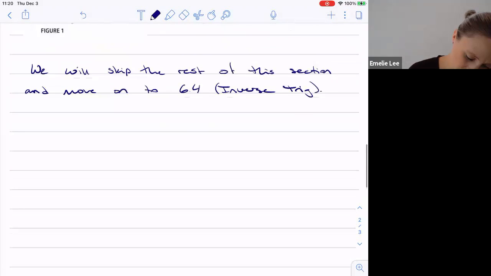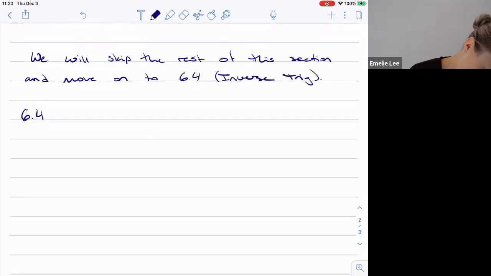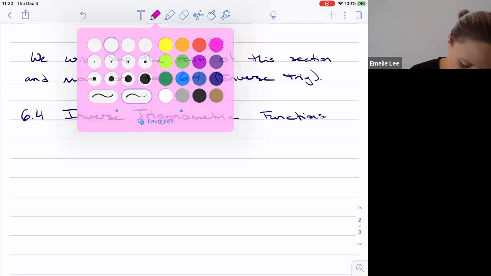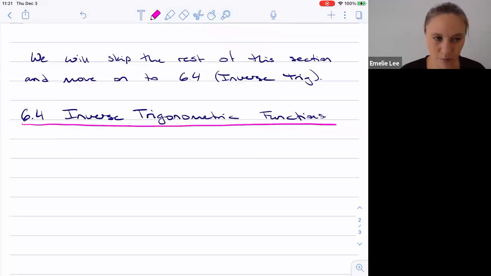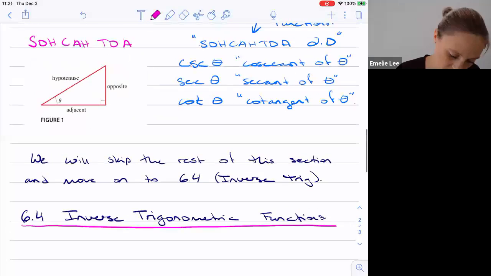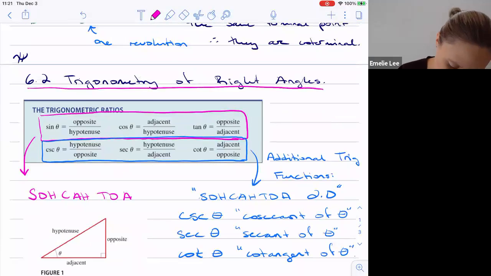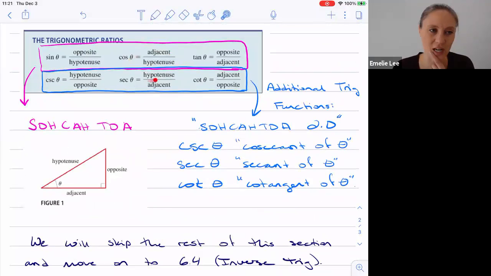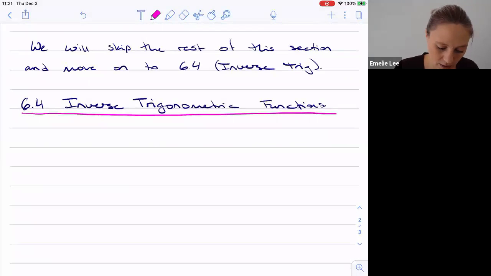So 6.4 is inverse trigonometric functions. And because I didn't put it on a fresh page, maybe I'll underline here because we didn't really do anything here. But I wanted to bring this in because we'll use it in 6.4.